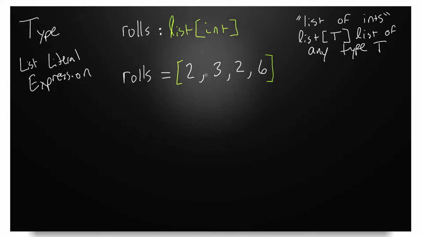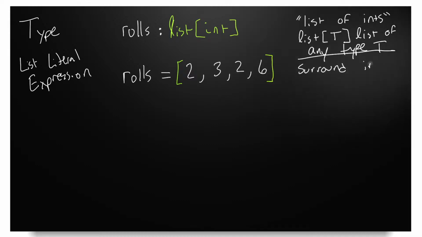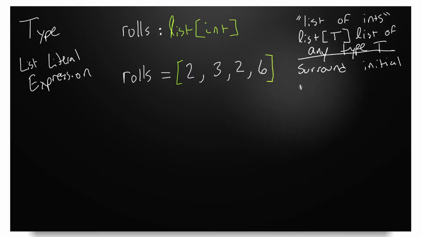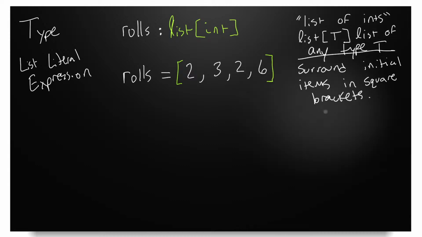Right? And so this is assigning a list whose items are 2, 3, 2, 6 to the variable roles. What we're going to do is surround the initial items in square brackets. And I want to make a note that if you had an empty list, a list with nothing in it, if you just put an empty set of square brackets in the correct position, this is an empty list, and that's okay too.